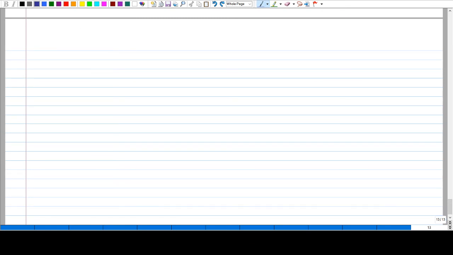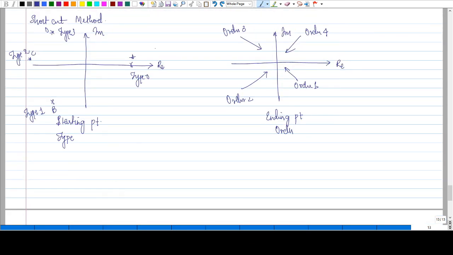If the system is something like 1 divided by 1 plus sT1, this is order 1, type 0. This point is the starting point, so it will start here, and order 1 will terminate like this. This we have seen in the previous one.